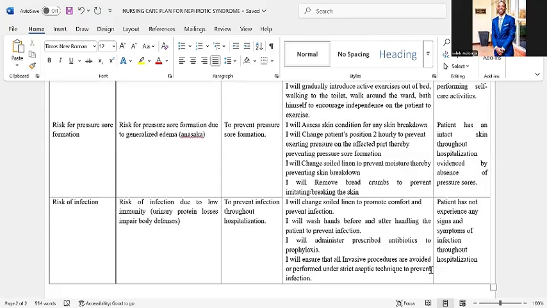Let us look at our evaluation. The evaluation is patient has not experienced any signs and symptoms of infection throughout hospitalization. Then you can put an evidence, evidenced by a normal body temperature. We can put it like that. So those are our 5 problems that we have come up with. But we understand that there are a lot of other problems that can be in this condition.